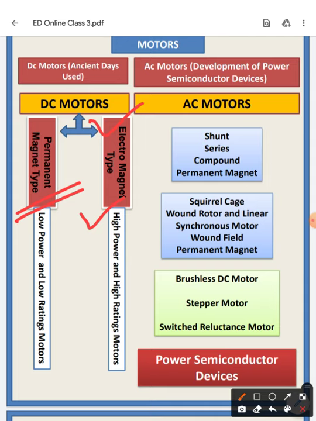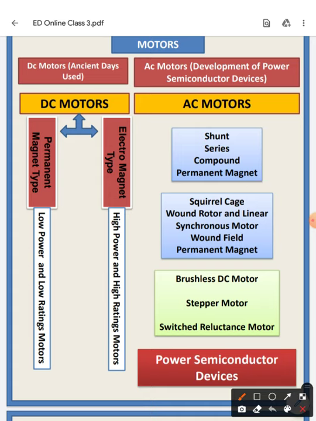Okay, now moving to the next one. Again, there are several kinds of DC motors. It may be shunt, it may be series, it may be compound type motors, right? Next one, if you go for the AC part, all these types of DC motors we have already gone through in Machines One, so we will not go through that.